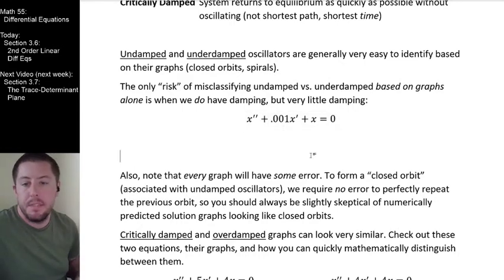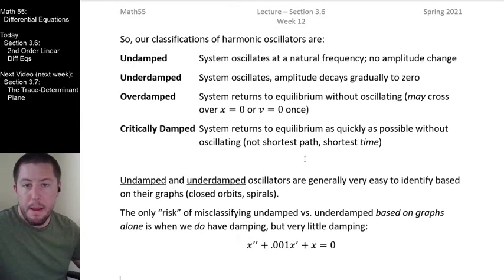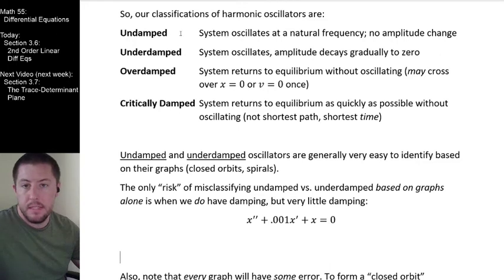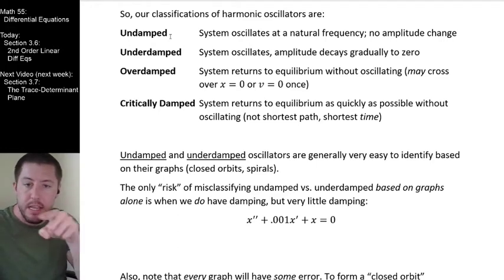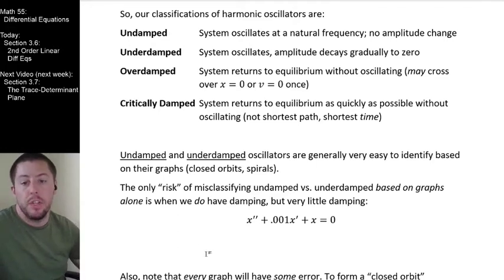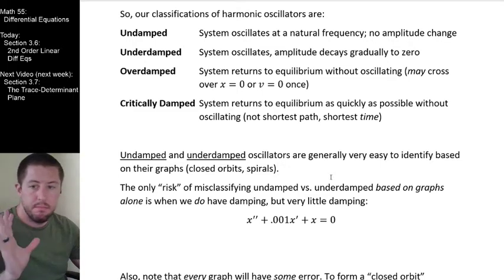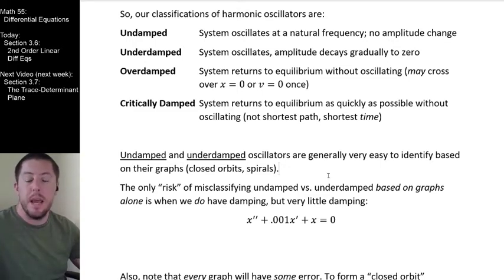So undamped versus underdamped. Remember that what we should expect to see is, with no damping, closed orbits. With underdamped, you should expect to see spirals, right? So these are generally really easy for us to identify. Closed orbits versus spirals for undamped versus underdamped. You see a spiral, it's an underdamped oscillator, period. If you see a perfect closed orbit trajectory, it is experiencing no damping, period.